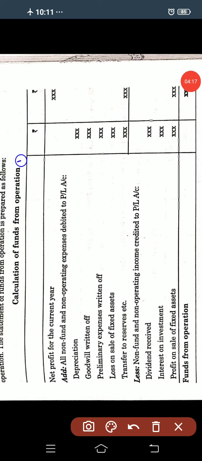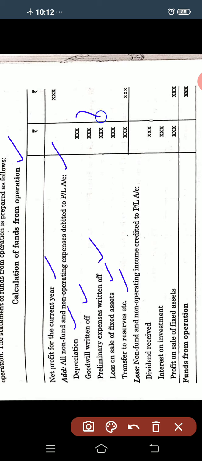So this is the format to calculate the fund from operation in the statement method. First we have to record the net profit for the current year. Then we have to add the non-fund or non-operating expenses that are debited to profit and loss account, here: depreciation, goodwill written off, preliminary expenses written off, loss on sale of fixed assets, transfer to general reserve. So all these are the items that are debited to profit and loss account, right?